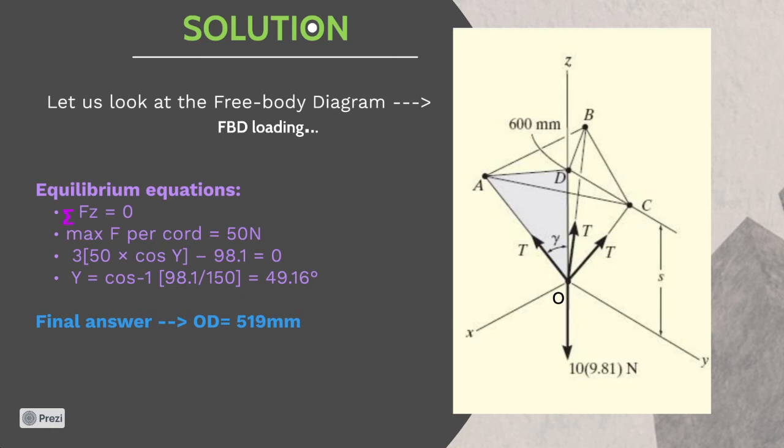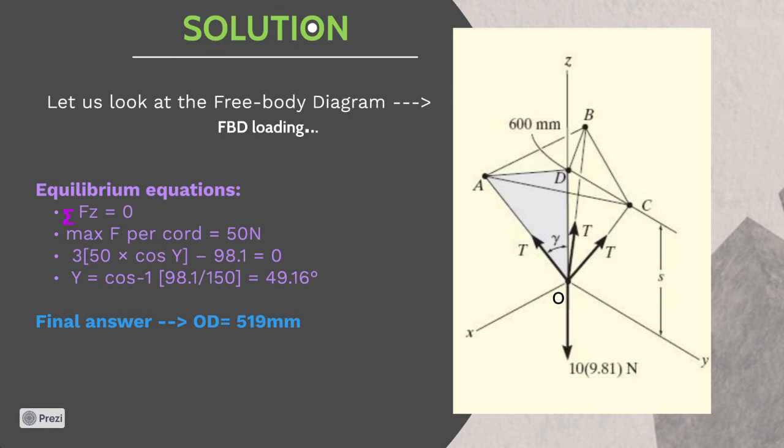where F is equal to 50 Newton. This is balanced by the 10 kg lamp that is acting along the negative z-axis. Therefore, 3 into 50, which is equal to 150 cos gamma, is equal to 98.1 Newton. After solving this, we get gamma is equal to cos inverse of 98.1 Newton divided by 150 Newton, which is equal to 49.16 degrees.